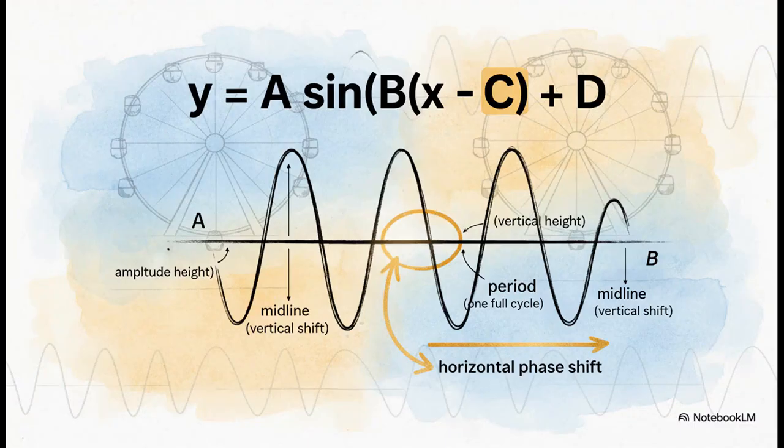Okay, here's the whole shebang. You've got A for the amplitude, which is how tall the wave is. D handles the vertical shift, moving it up and down. B messes with the period, stretching or squishing the wave. But our hero today is C. That little variable right there is what gives us the power to control the horizontal phase shift.